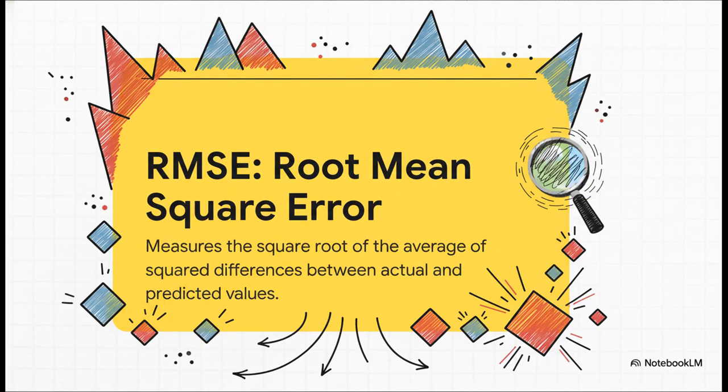And that brings us to our next tool, RMSE, or root mean square error. Now, the keyword here is square. Before it does any averaging, RMSE squares each error. And what does that do? Well, it makes the big errors huge. It gives them way more weight. So this metric is specifically designed to punish those big, costly mistakes.